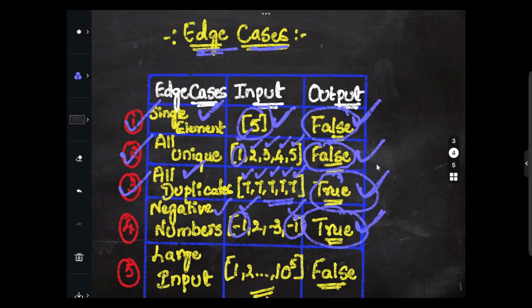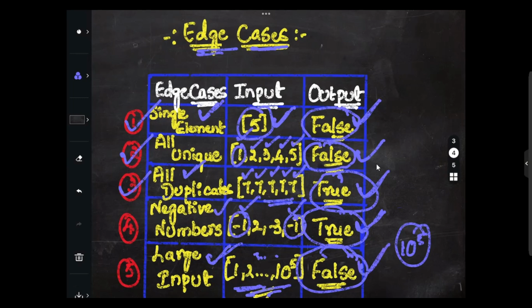The final edge case is that we have to check for the large input. They have clearly mentioned in the constraints up to 10 to the power of 5, right? 1, 2 up to 10 to the power of 5 will go. In this case, I have considered false here, right? All the distinct numbers I have considered here, 1, 2, 3, 4, 5 up to 10 to the power of 5. So no elements are present twice, or no duplicates are present in the array.